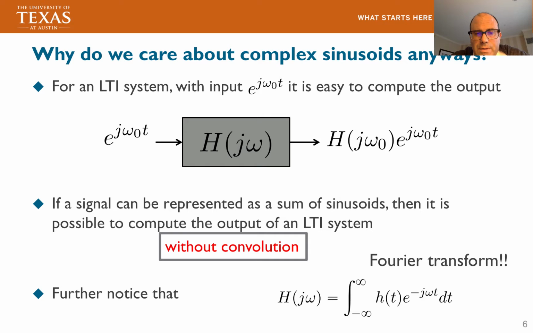Now, if the signal can be represented as a sum of sinusoids, then it's possible to compute the output basically without convolutions. That's the point. And remember that H(jω), the integral from minus infinity to infinity of h(t) e^(-jωt) dt, is the Fourier transform. So we've already seen this integral, but now we're seeing it and properly defining it as the Fourier transform.